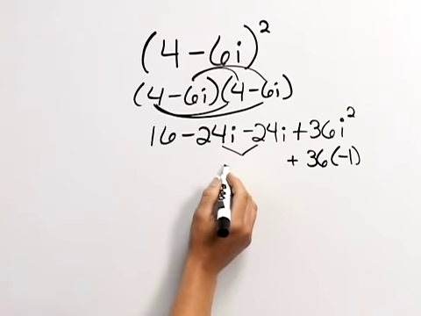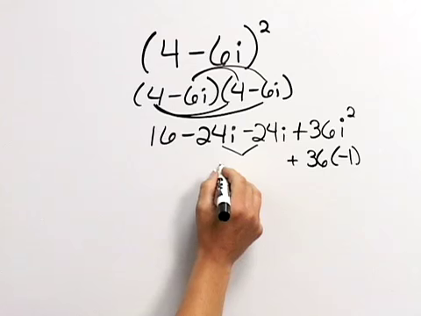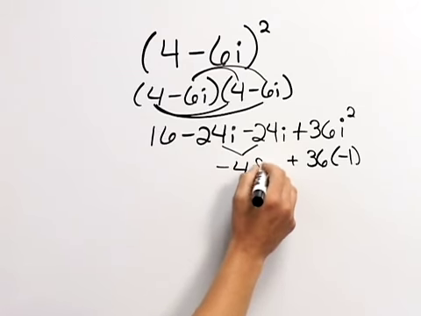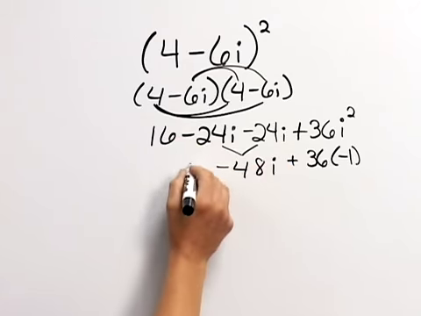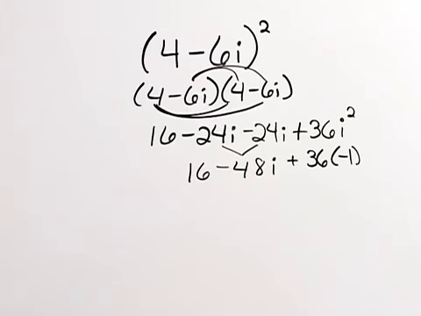We also have like terms here. Negative 24i and negative 24i is negative 48i. And be sure to carry down your 16.